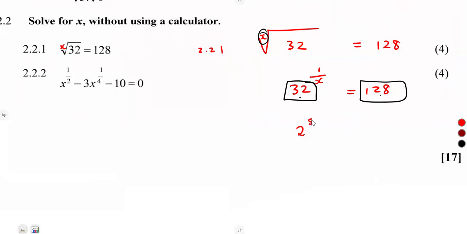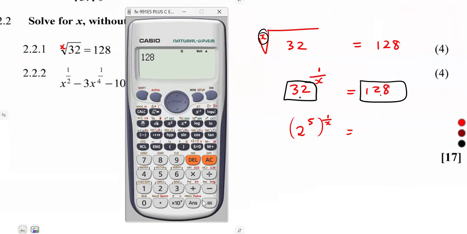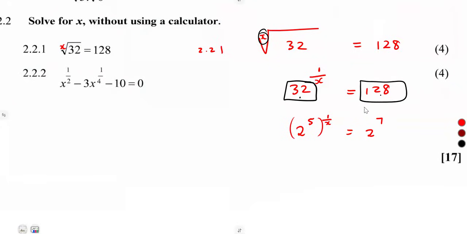2 to the exponent of 5 raised to the exponent of 1 over x is equal to, what about 128? 128 is equal to 2 to the exponent of 7. No one is going to understand that you've used a calculator, because you're supposed to actually know it by head. Anyways, this is an exponent to an exponent. x to the exponent of a to the exponent of b gives us x to the exponent of ab. You multiply the exponents together. So this is 5 over 1 times 1 over x. 5 times 1, that's 5. 1 times x, that's x, which is equal to 2 to the exponent of 7.